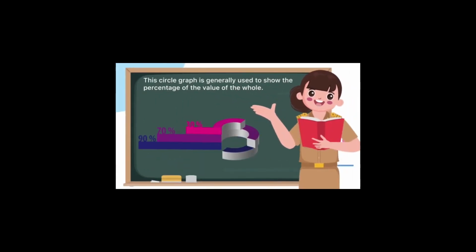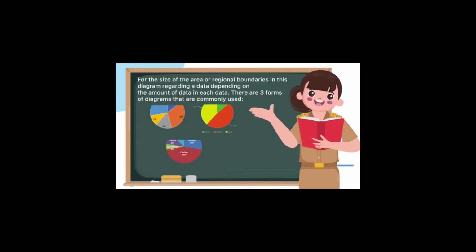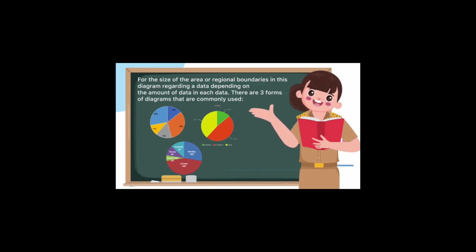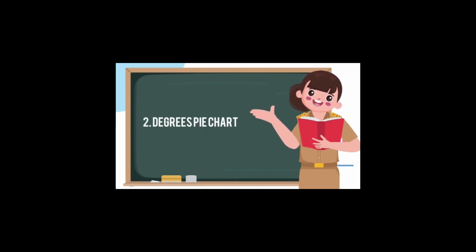This circle graph is generally used to show the percentage value of the whole. If the data has not been presented as percentages, then the percentage must be calculated as a function of the total value. The size of the area or regional boundaries in this diagram depends on the amount of data in each data group. There are three forms of diagram that are commonly used. First, ordinary pie chart, or in numeric form. Second, degrees pie chart. And third, pie chart in percent form.